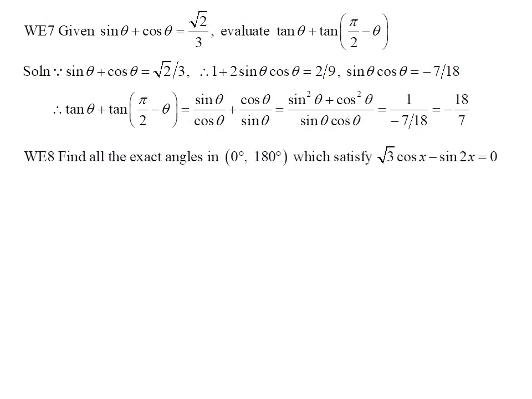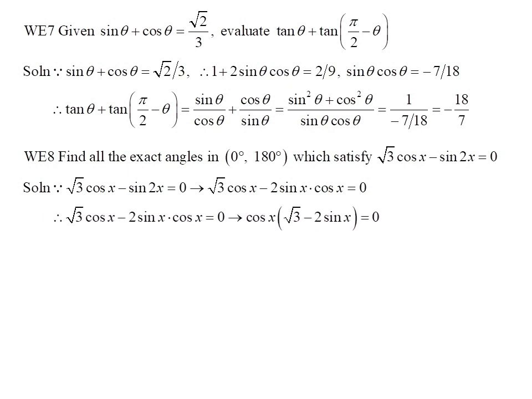Example 8 is to solve a trigonometry equation: square root 3 cosine x minus sine 2x equals 0, given that the domain is between 0 and 180 degrees. The first step is to use the double angle formula and then factorize the equation by taking out the common factor cosine x. Hence, the equation becomes cosine x times (square root 3 minus 2 sine x) equals 0.